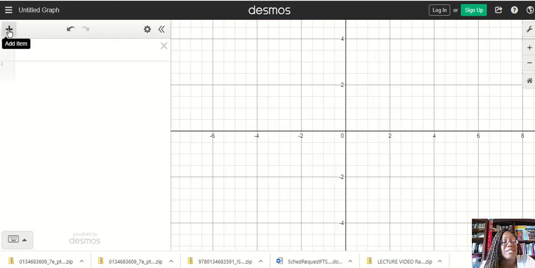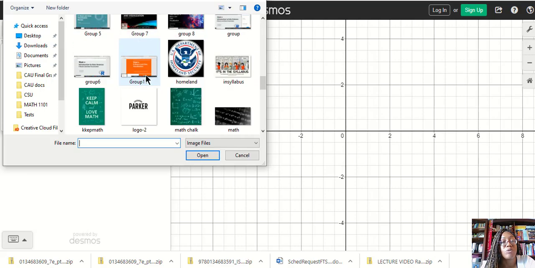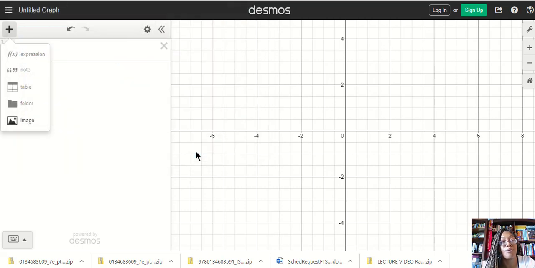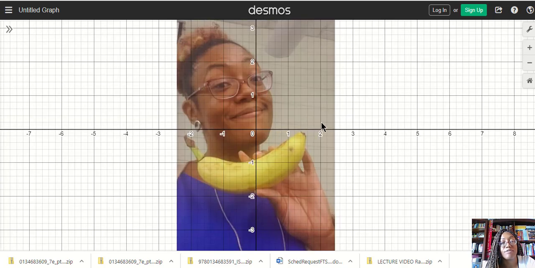You come to this Add Item in the top left corner. You click Add Item and you select Image. From selecting an image, you will scroll down to the parabola 1, or whatever picture you have taken, whatever picture you have downloaded to your computer. Okay, so now we have uploaded our parabola.